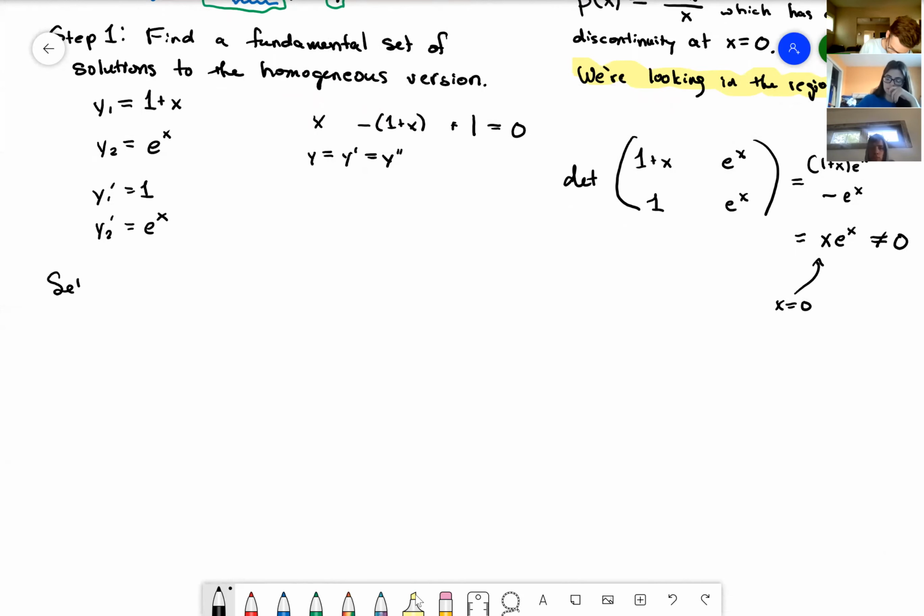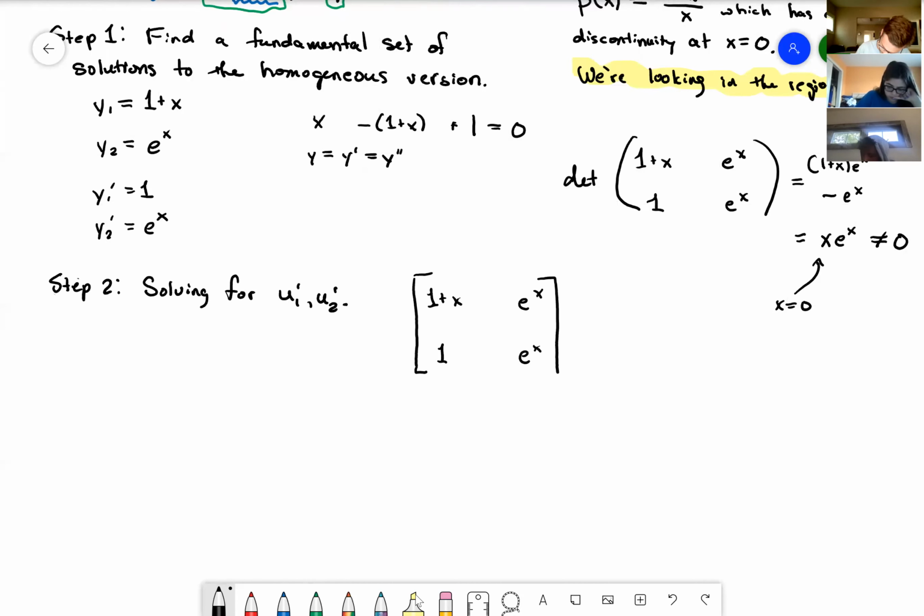Okay, so step 2. Step 2 is solving for u1 prime, u2 prime. And we have our system of linear equations that will allow us to do this. So what is that system? That matrix that we formed before, (1 plus x), e to the x, 1, e to the x, times u1 prime, u2 prime is equal to, first entry is 0, second entry is f. And this is going to be x e to the 2x.